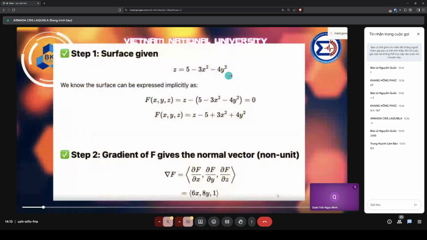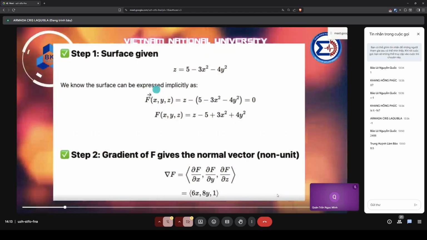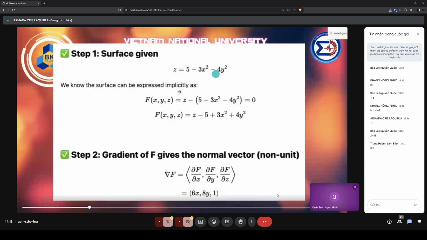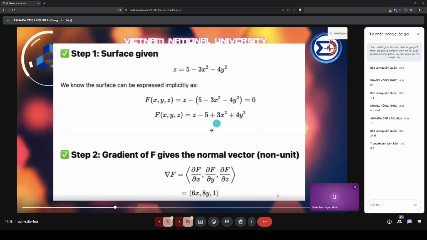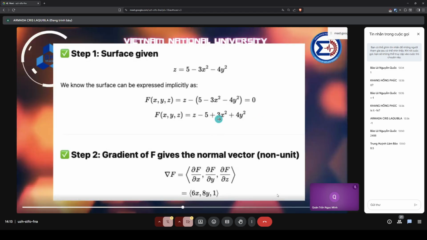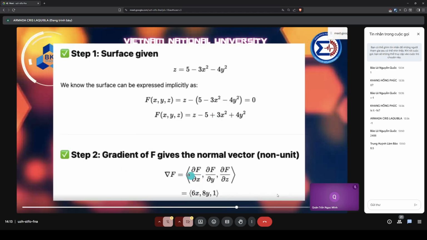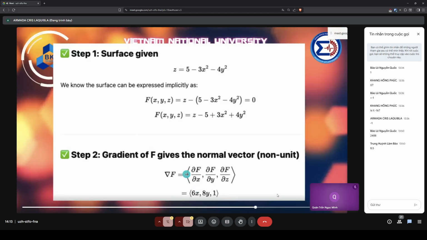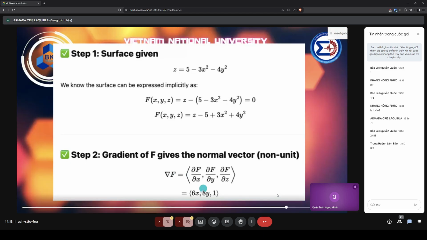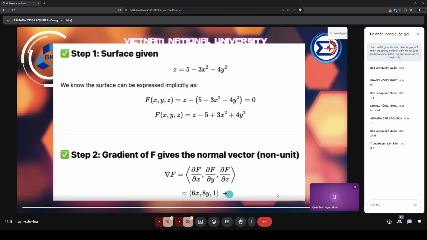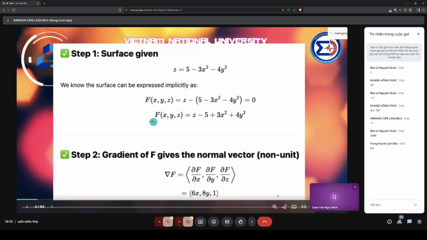First, this is your z, and your f of x, y, z, transfer them to the other side. It becomes like this: z minus 5 plus 3x squared plus 4y squared. And this is now your f of x, y, z. Now solve the gradient. So the gradient vector is this one, right? This is your del f. So partial of f with respect to x, partial of f with respect to y, and partial of f with respect to z. So as you can see here, the derivative of your f with respect to x is 6x from this 3x squared, correct? The rest will be zeros because you have no x there.